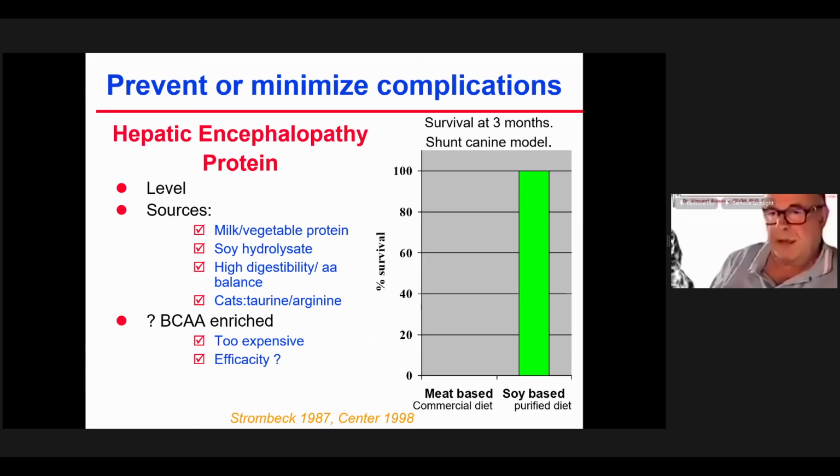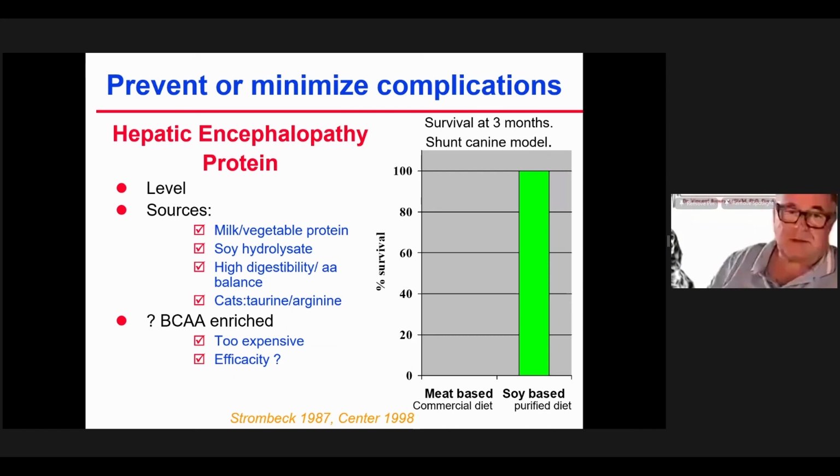And what you can see here is that the dogs that did receive the commercial diet, they all passed away within 3 months. Whereas those animals that did receive the soy-based purified diet, they were all surviving after 3 months. So it really shows that the diet might make a very big difference in patients with hepatic encephalopathy. Those dogs on the soy-based diet didn't even show any signs of hepatic encephalopathy, when the ones on the meat-based diet did show very severe signs of encephalopathy. Okay. So source does matter.